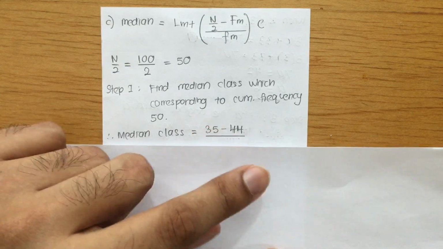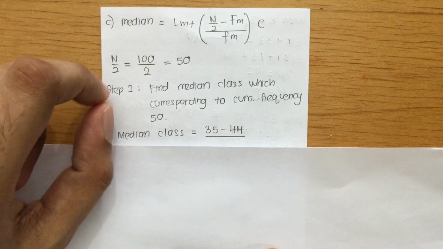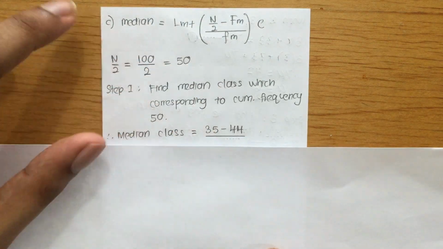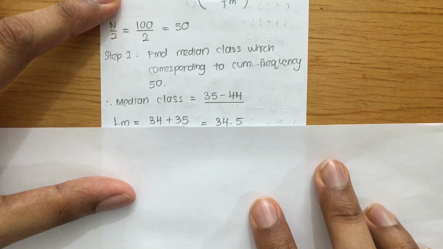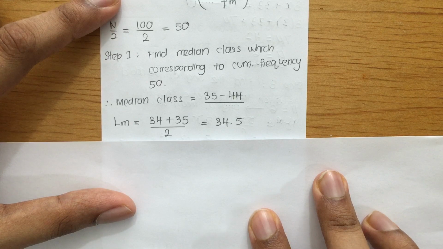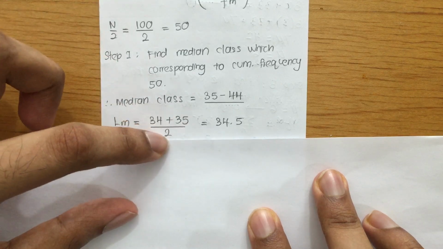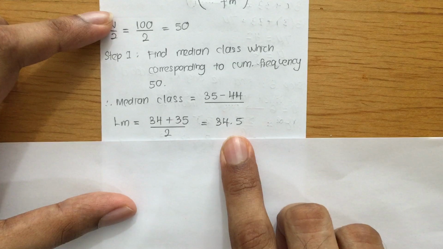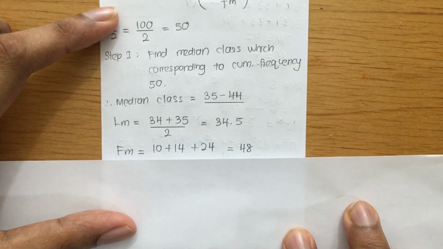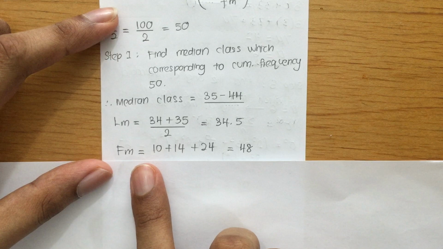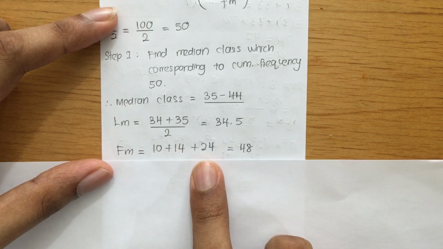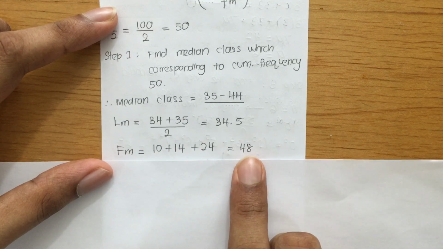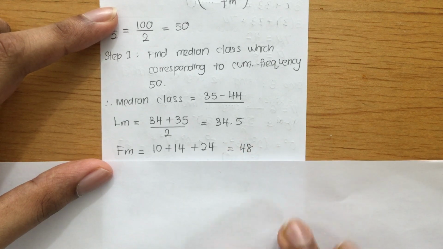If you don't believe, you can check, and you will get your answer around 35 to 44, guys. Once we get this, we proceed to the next step. To find the lower boundary of your median, which is 34 plus 35 divided by 2, you should get 34.5. Next, we need to find the cumulative frequency before your median class, which is 48, guys. How do you get 48? You accumulate all the frequencies, 10 plus 14 plus 24, which is 48.